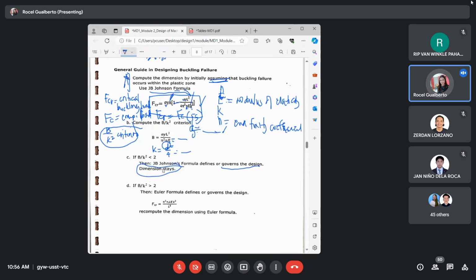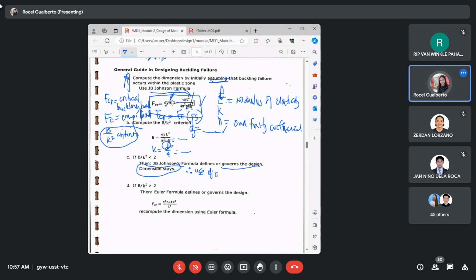Dimension stays. Okay? So, ano pong conclusion doon? Ibig sabihin, tama po yung sagot natin. Okay? It is really, failure is at the plastic zone. So, tama po na gumamit tayo ng JB Johnson formula. Okay? Kaya ang sabi po doon, dimension stays. Tama yung sagot natin. Kaya maglalagay ka doon. Therefore, use alin pong diameter. Yun po kuha natin doon sa JB Johnson. Just convert it to the standard size. Okay? So, yun po yun.